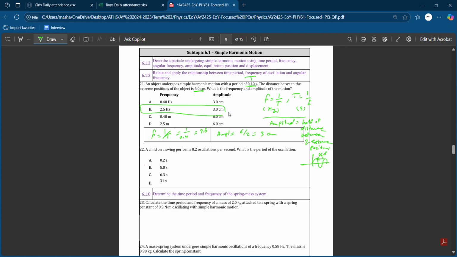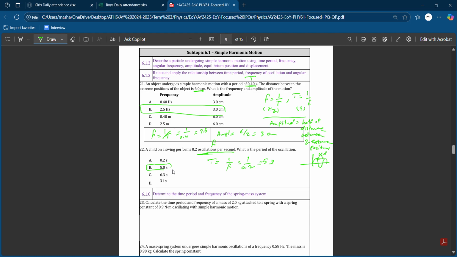For question 22, again the same things we need to keep in mind. A child on a swing performs 2 oscillations per second. What is the period? So again, 2 oscillations per second, so this is F, 0.2 I mean, so it's 1 over F, 1 over 0.2, so it's 5 seconds.